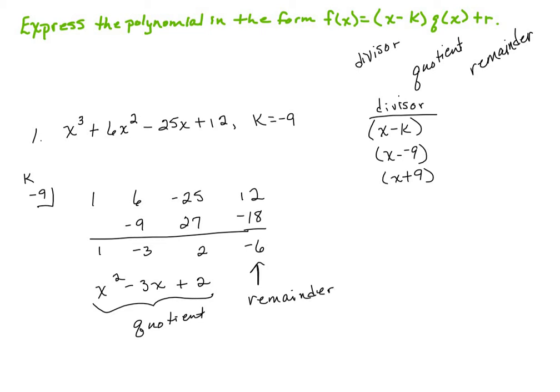So now I have all 3 parts that I need. I have my divisor, my quotient, and my remainder. So my final answer here, f of x equals x plus 9 times x squared minus 3x plus 2 minus 6.